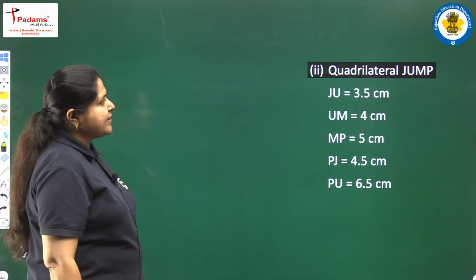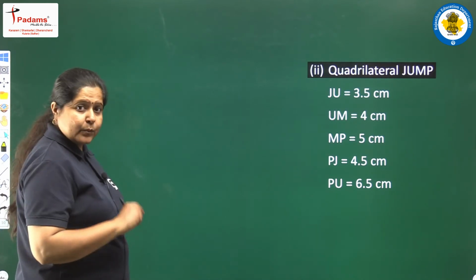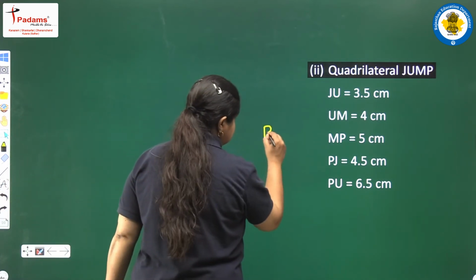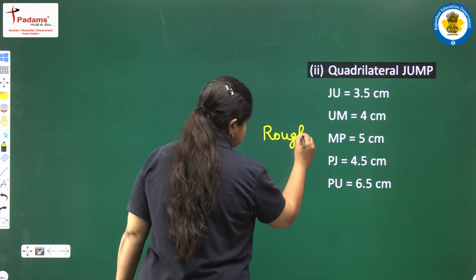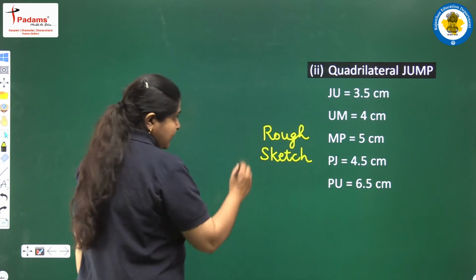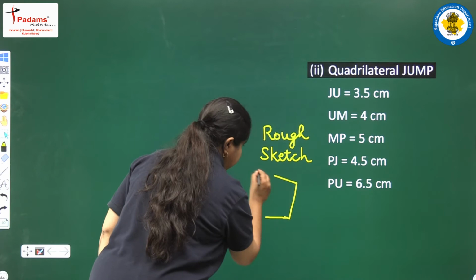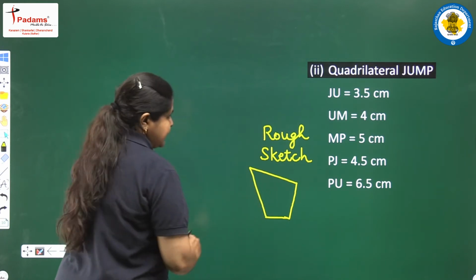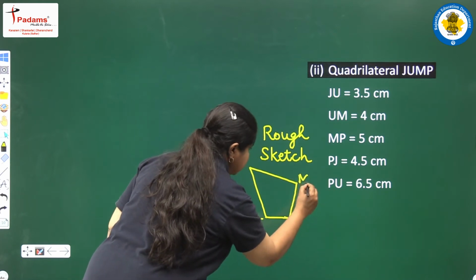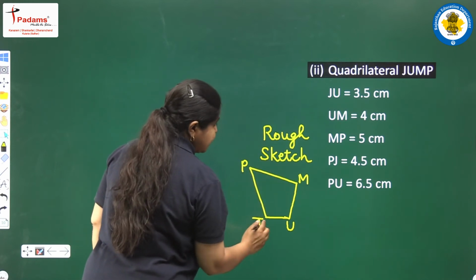We have to construct this quadrilateral JUMP, and these are the measurements given. Once again, we will start with a rough sketch. Let us draw it here. Rough sketch. We will be taking it in this way. Let us mark the names JUMP. It is just a rough figure. Then let us write the measurements.